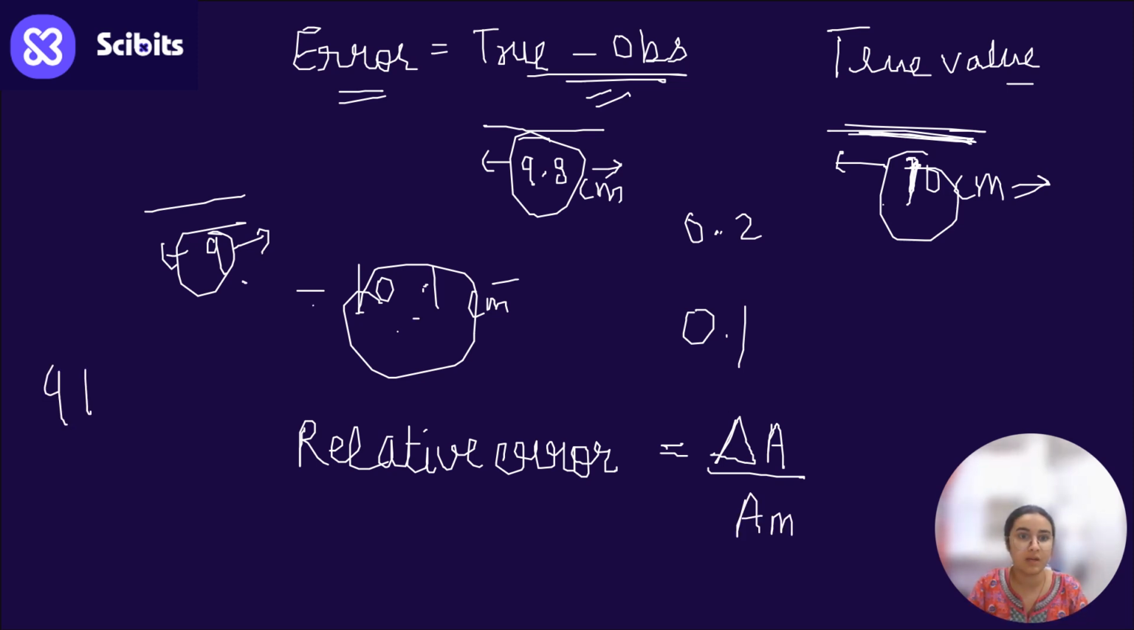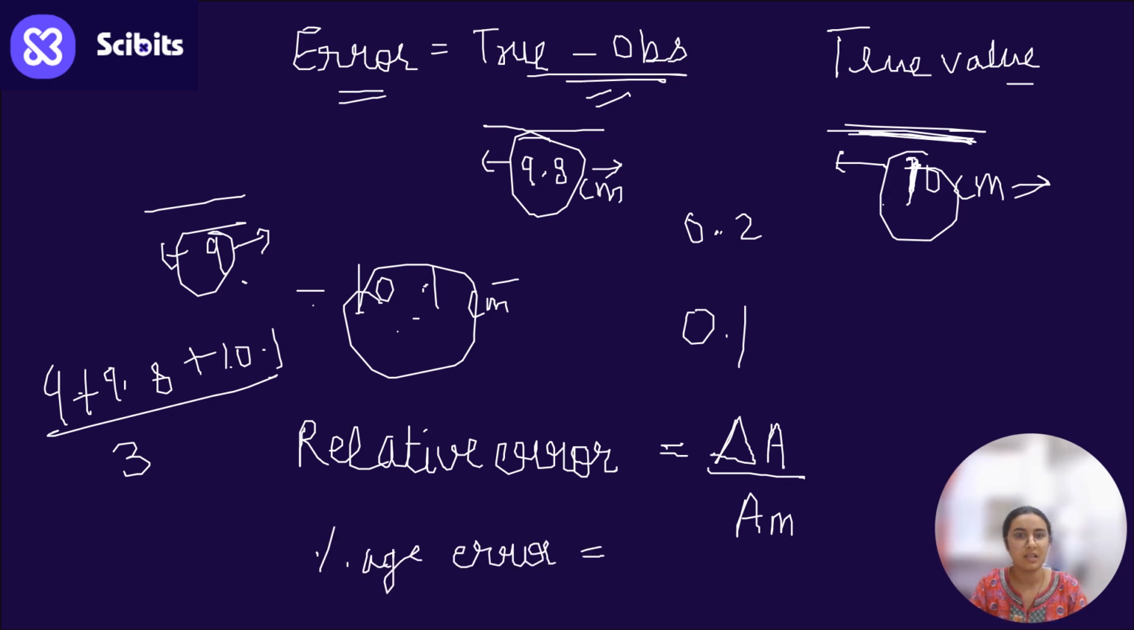Let's say how do you calculate the mean? 9 plus 9.8 plus 10.1 divided by 3, since there are 3 observations. So this is relative error. And if you have to calculate percentage error, percentage error is simply relative error into 100, as simple as this.